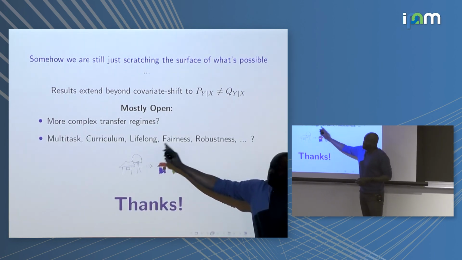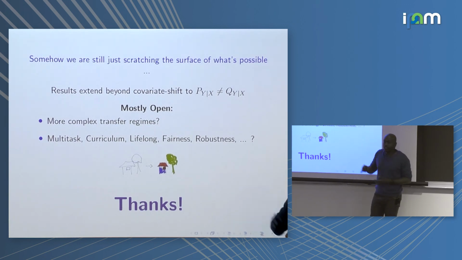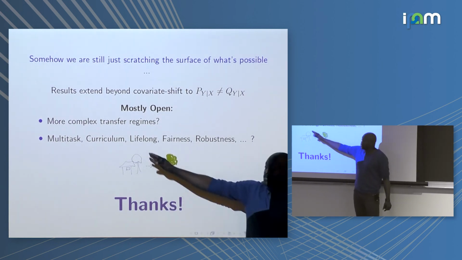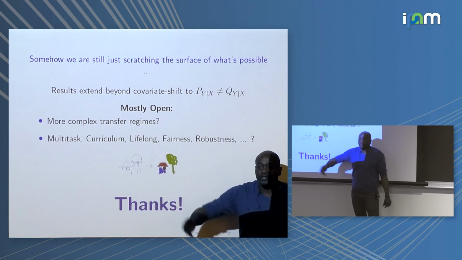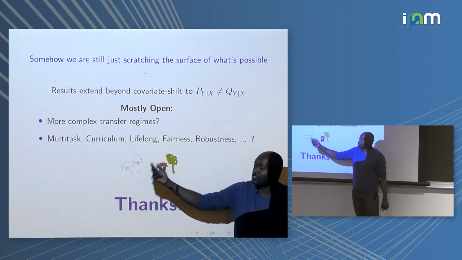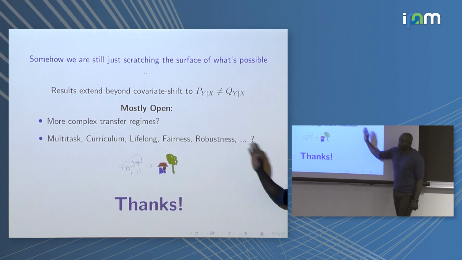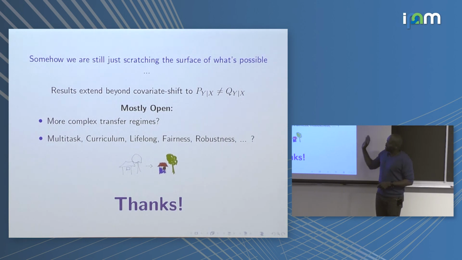Transfer is related to many other problems in machine learning: multitask learning, where you have not just one source, but multiple sources; curriculum learning; lifelong learning, where the distributions keep changing over time; fairness; robustness. All these things I believe inherently have a transfer problem at the root of them. And so I'm hoping that this is just a step towards all these other things.